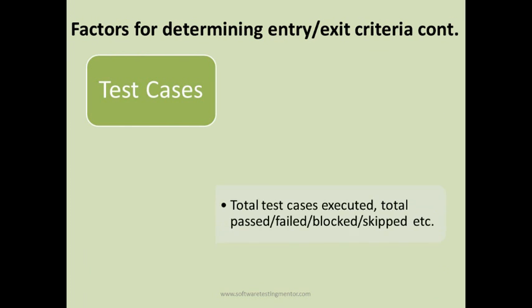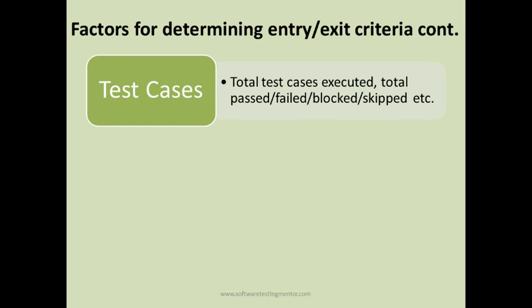The other factor is the test cases. So total test cases that have been executed, total passed, failed, blocked or skipped. So if you had planned 200 test cases for the functional testing phase and you have only executed 150 till now, you cannot exit this functional testing phase and enter into the system testing phase. So the number of test cases being executed, the number of test cases passed, failed, this is also a factor to determine whether you can exit the current phase and enter into the next phase.